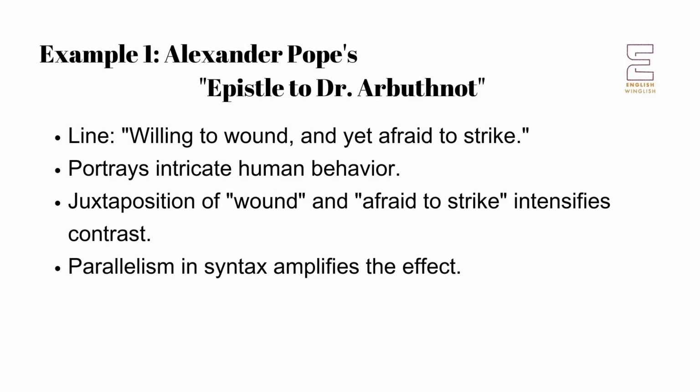Example 1. Alexander Pope's Epistle to Dr. Arbuthnot. In Alexander Pope's Epistle to Dr. Arbuthnot, the antithesis is skillfully employed to depict the complexities of human behavior. The line, "willing to wound and yet afraid to strike," encapsulates the paradoxical nature of a person who possesses the desire to harm but lacks the courage to act. The juxtaposition of "wound" and "afraid to strike" accentuates the tension between these conflicting impulses.